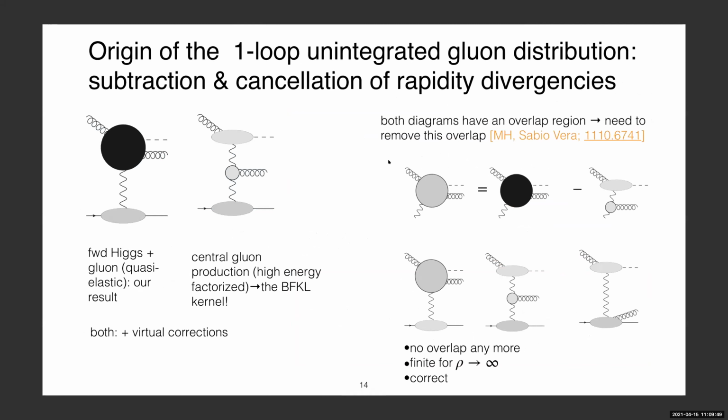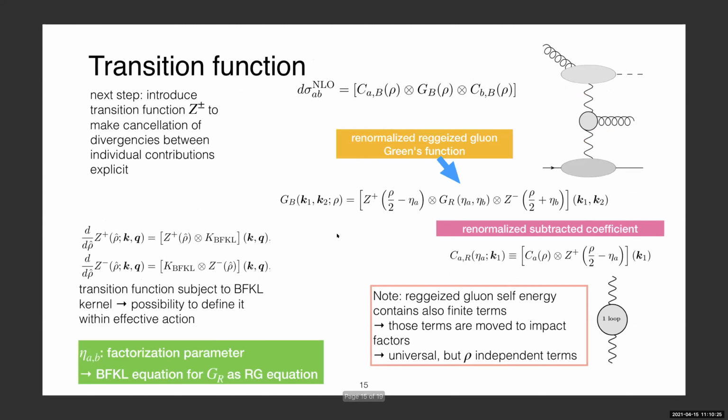The precise form of these terms can be motivated by taking the one-loop result and then again the factorized contribution, where we have emission far away in rapidity, which also appears in this effective framework. So we need to remove this piece from the complete one-loop result, and we achieve that by subtracting it from the one-loop result, and then we get our calculation, which is finite, and which we can take as the complete result. We can now push rho to infinity, the divergences cancel, and we have no overlap anymore between the different diagrams. Now to make this useful, it is a good idea to introduce transition functions, which can make these cancellations of the rapidity divergences between different pieces transparent and obvious. So we did that.